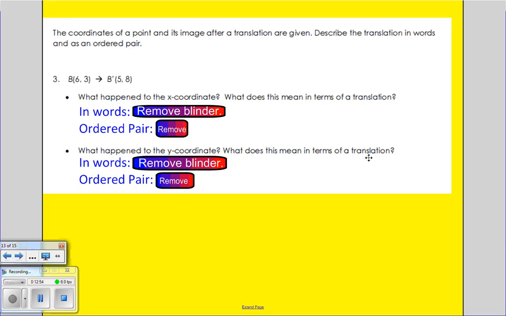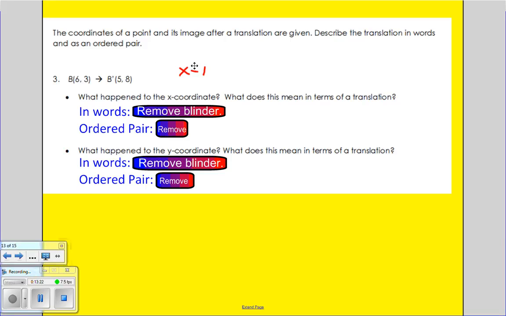Okay, and then we're talking about coordinates of a point. We're looking at the original letter B and B prime, and we're going to try and figure out what happened. How did it translate? What happened to the x-coordinate? What happened to the y-coordinate? So looking at these two, what happened to the x-coordinate? It went from 6 to 5. So we subtracted 1 from the x-coordinate. That was x minus 1.